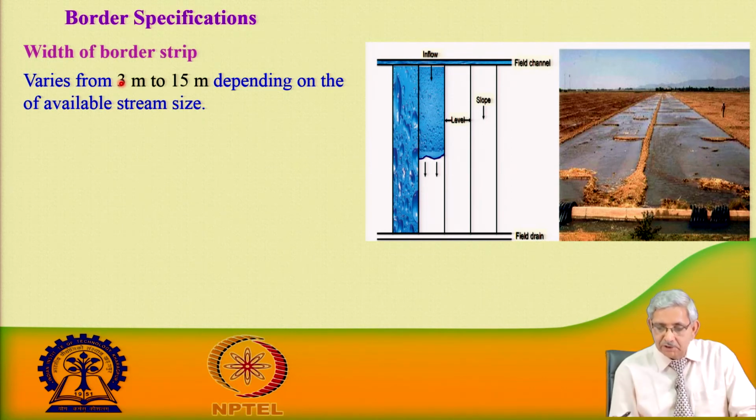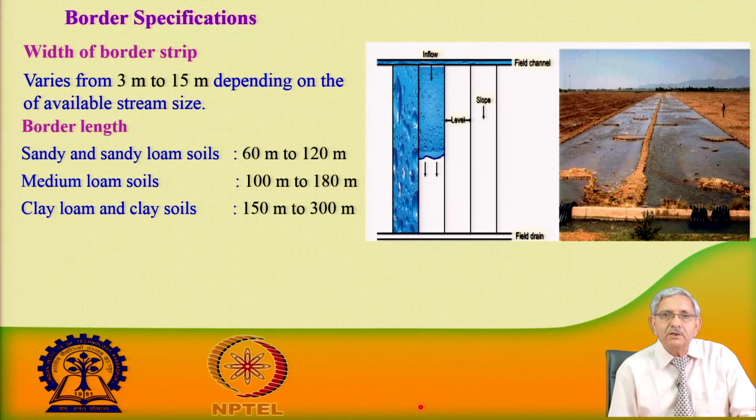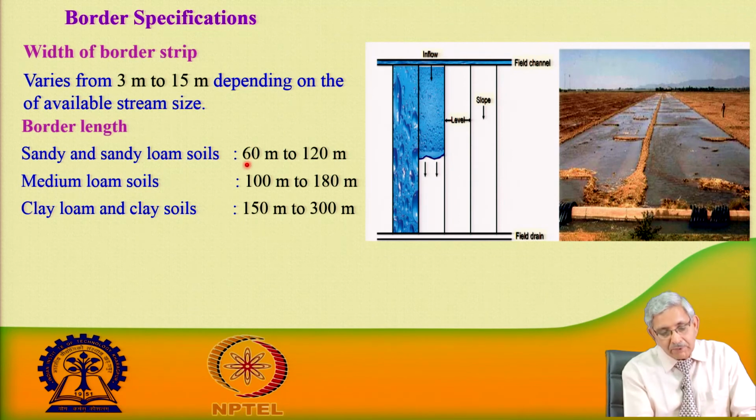Here you can see how the border specification is made. This is the width of the border, this is the prevailing land slope, and this is the length of the border. Normally the width of the border is from 3 to 15 meters, and the length varies depending on the type of soil texture. It can vary from 60 meters to 300 meters.